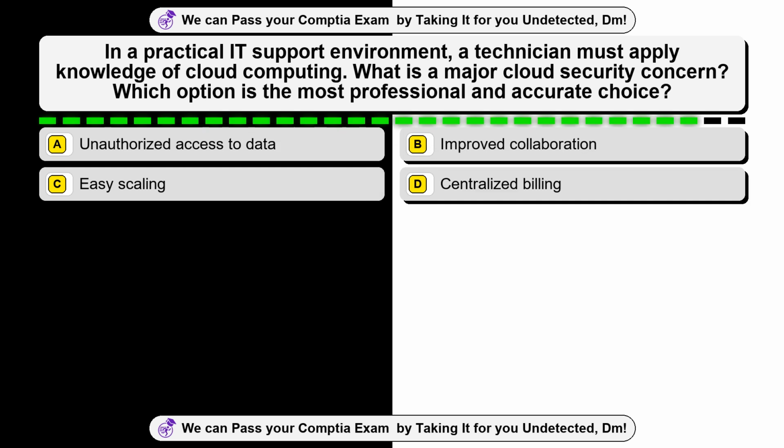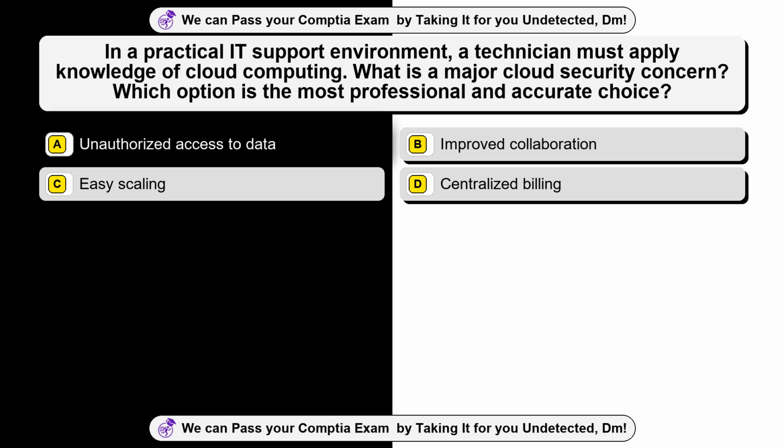Question 16. In a practical IT support environment, a technician must apply knowledge of cloud computing. What is a major cloud security concern? Which option is the most professional and accurate choice? Option A, unauthorized access to data. Option B, improved collaboration. Option C, easy scaling. Option D, centralized billing. The correct answer is option A, unauthorized access to data.